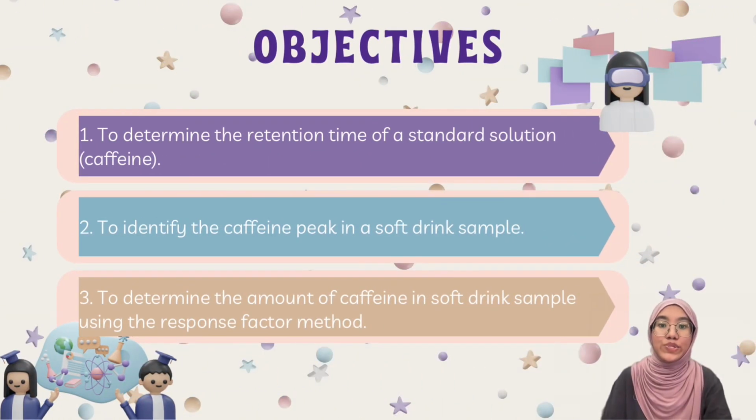We move on to the objective of this experiment. The first objective is to determine the retention time of a standard solution, which will be caffeine. The second one is to identify the caffeine peak in a soft drink sample. The last one is to determine the amount of caffeine in the soft drink sample using the response factor method.